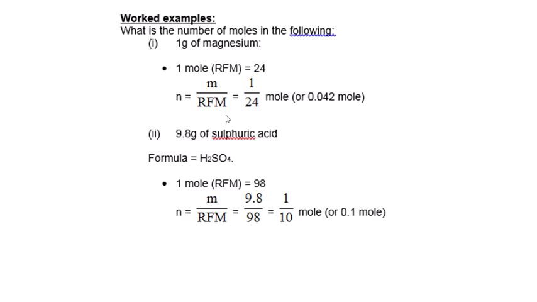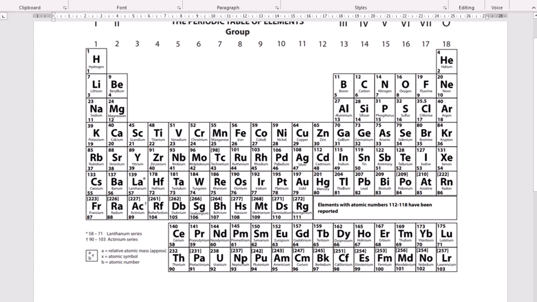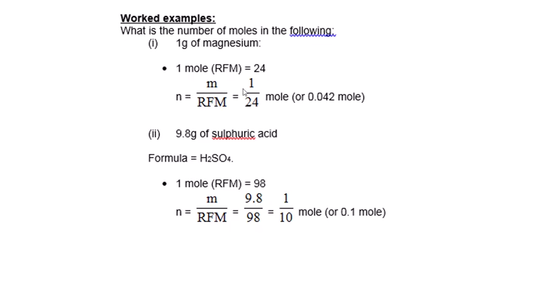So 2 worked examples are given to you. First, 1 gram of magnesium. You're asked what's the number of moles in the following? So what's the number of moles in 1 gram of magnesium? What you do is first of all find out what 1 mole is. So again, go to our periodic table, and magnesium's over here, 24. So 1 mole's 24. So 1 divided by 24, and straight away there's your answer, 1/24 of a mole. Or if you put it into your calculator, that works out at 0.042.